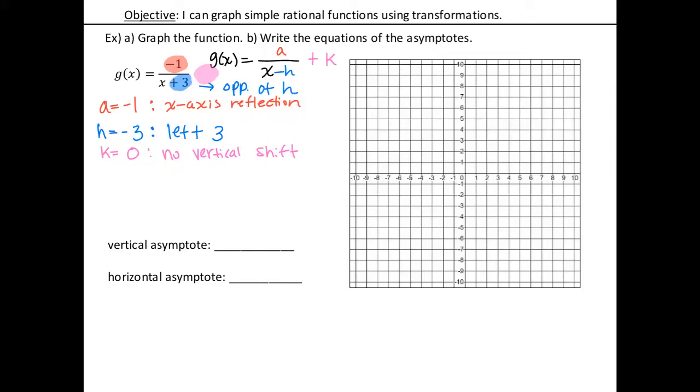And then the equations to my asymptotes, the vertical has to be x equals h. So I'm going to have x equals my h value of -3. And horizontal is y equals k. And my k value is 0, so I'm going to get y equals 0. So go draw your two dots. So on the x-axis, we're going to cross at -3. So grab your ruler, and we're going to cross at -3, making a dashed line.